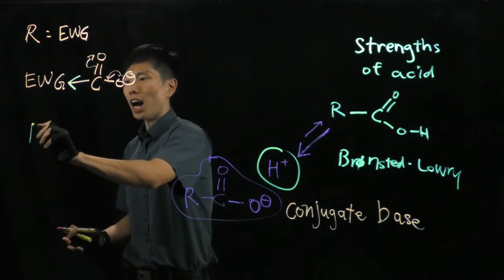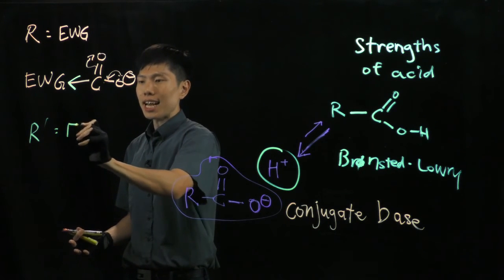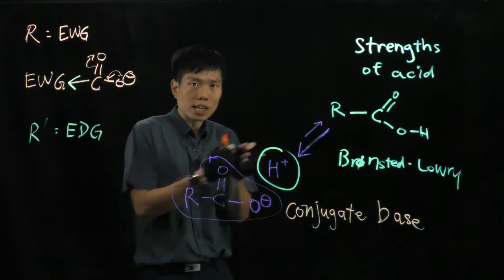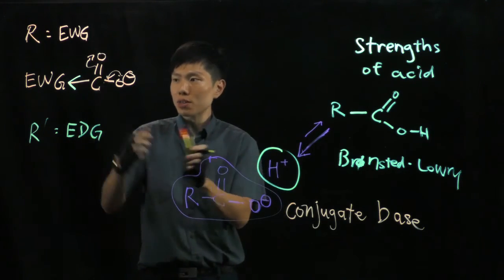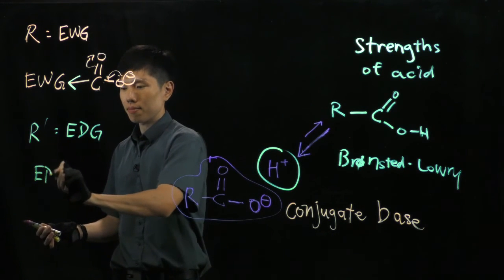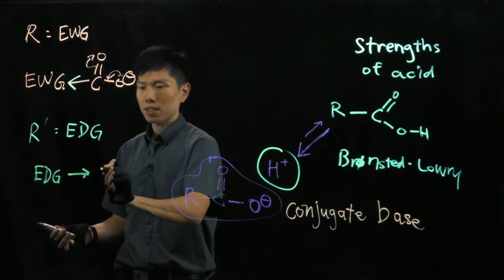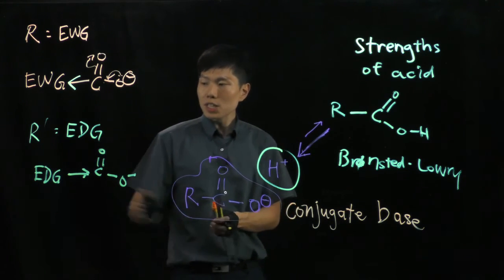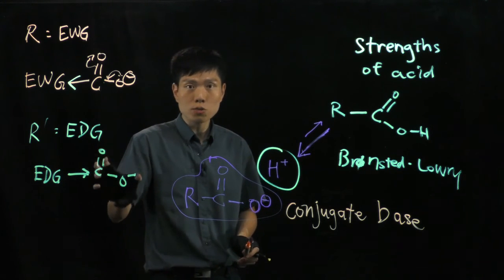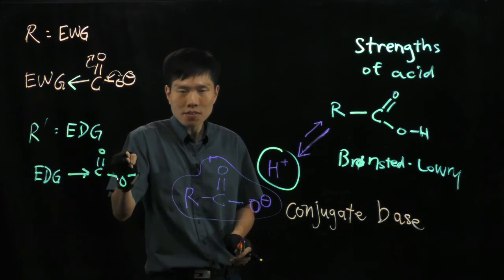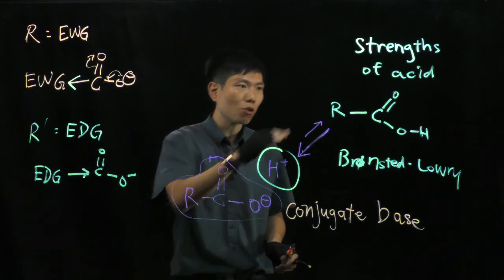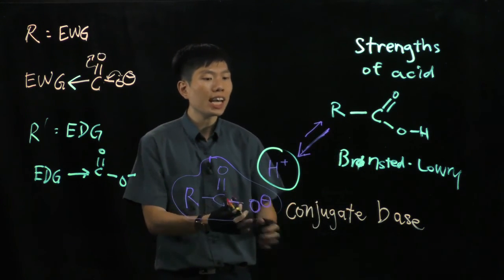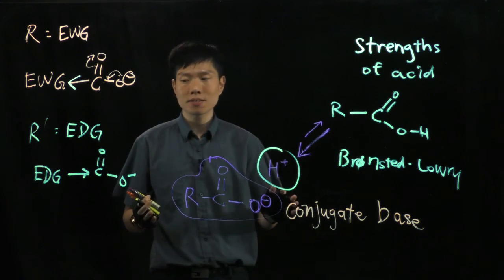Now suppose we have R prime is an electron donating group. Electron donating group will push electron density towards this direction. So the EDG pushes it to the carbon with CO minus. So this will intensify the negative charge onto this region, which makes it more negative and hence it's more likely to grab the H plus and go back and stay here as a molecule, which means that this equilibrium will not like to lie on this side to isolate the H plus.